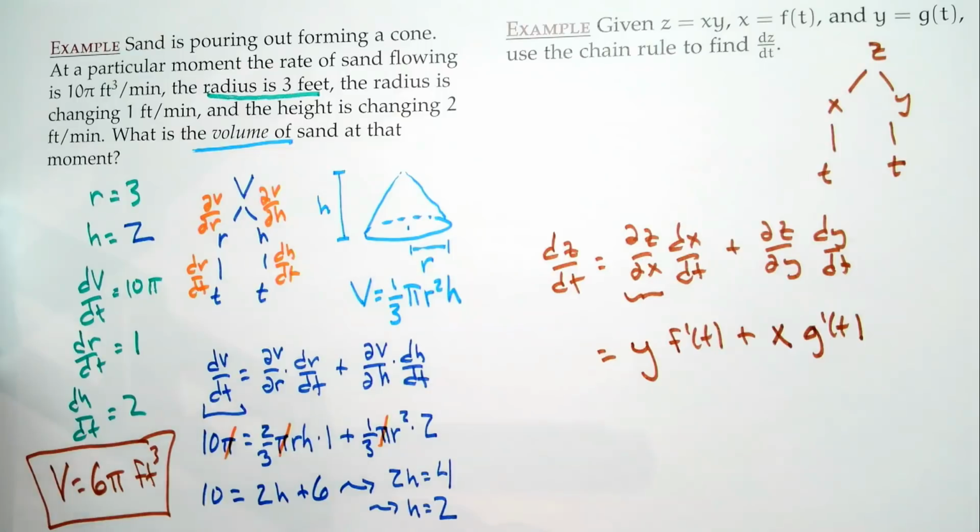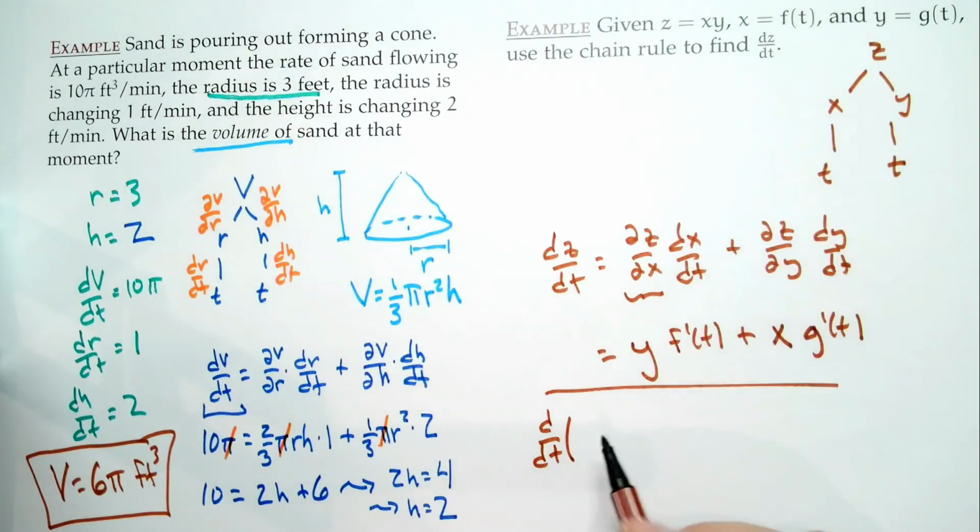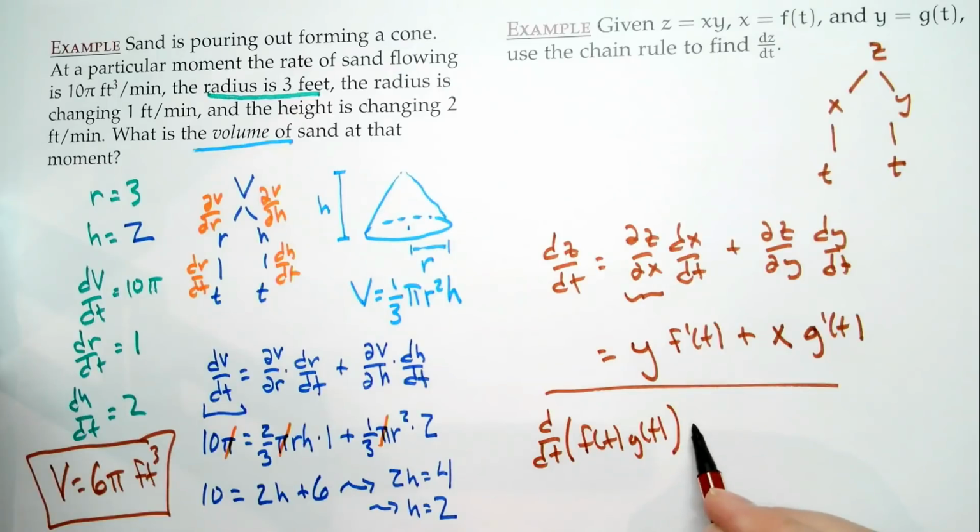Now, in some sense, we're done. But let's rewrite this one more time. Okay, so we're taking the derivative of z. So z is x times y. Well, that's f of t, g of t. That's equal to y. Well, what is y?